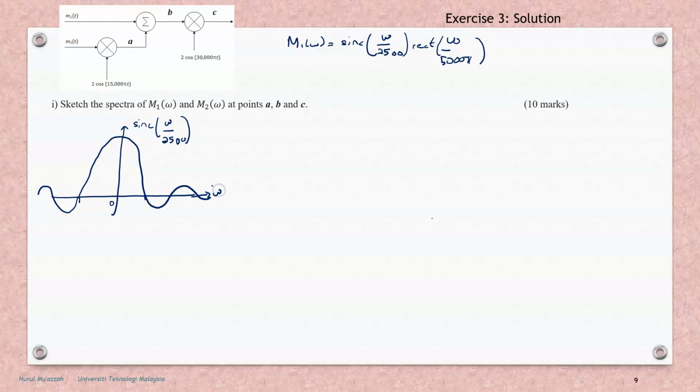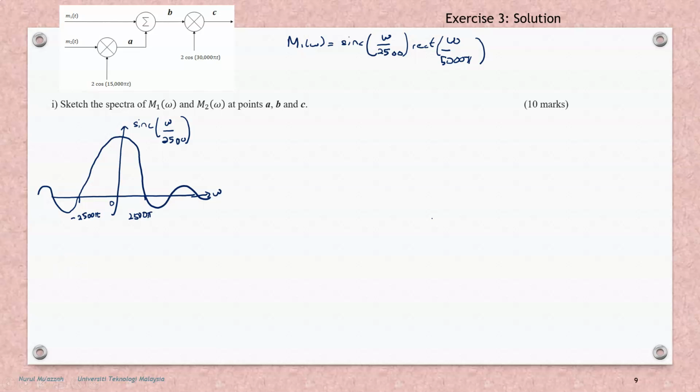Okay, the frequency here should be negative 2500 pi and 2500 pi. So how did I get this value? Remember back the original sinc function. You can also refer back to the list of formulas, and you can see the equation of the sinc function and how it plots the sinc function.